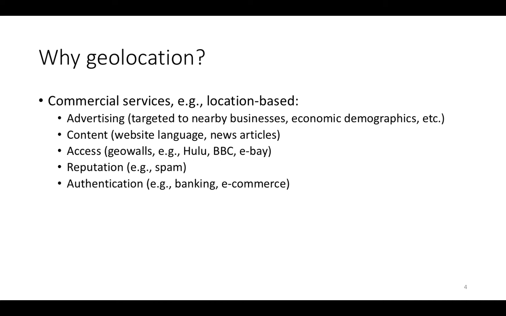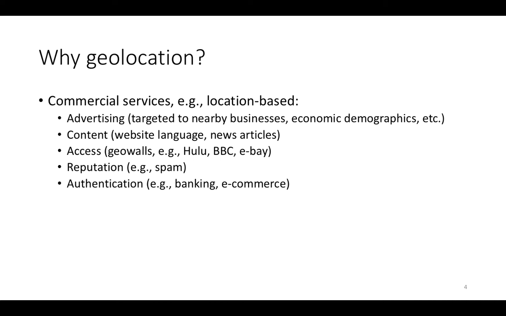Access, of course, is a big part of geolocation. We call this geo-walls. For instance, Hulu, eBay, and BBC all implement geo-wall type technology. In the case of Hulu and BBC, these companies restrict the locations from which their video is available based on the IP geolocation of the user. eBay, similarly, has different rules on what products they may sell based on the country in which the user actually resides.